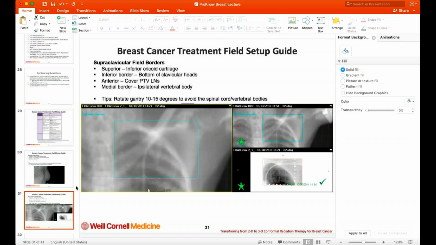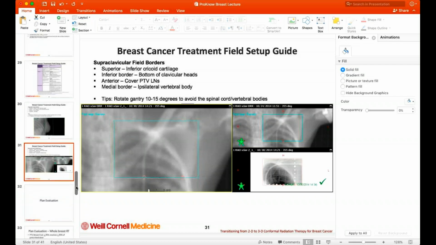Other things to note are, I think a lot of people try to use a mono-isocentric technique. Are there many people out there who have to use two isocenters for treatment when they're treating the supraclavicular field as well as tangential fields? No, most of the time you're using single isocentric.